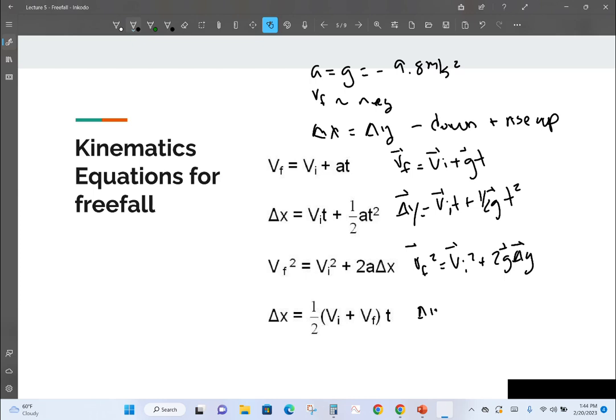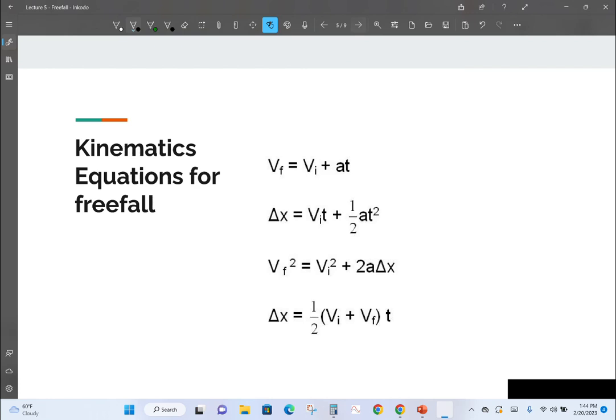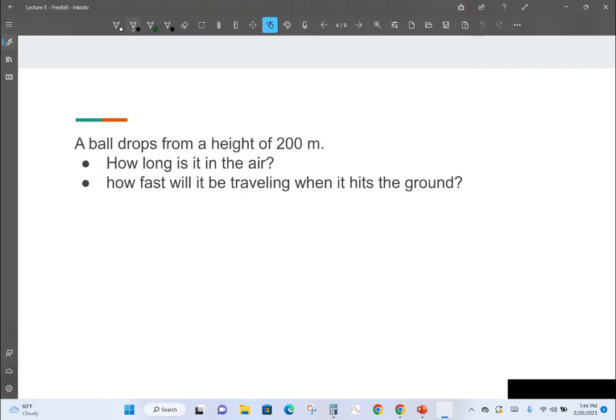And delta Y equals 1/2 of VI plus VF times T. So you don't really have to rewrite these equations as long as you remember that delta Y is the height that you're falling or dropping, and that A is always going to be negative 9.8. Let's do a couple of examples.